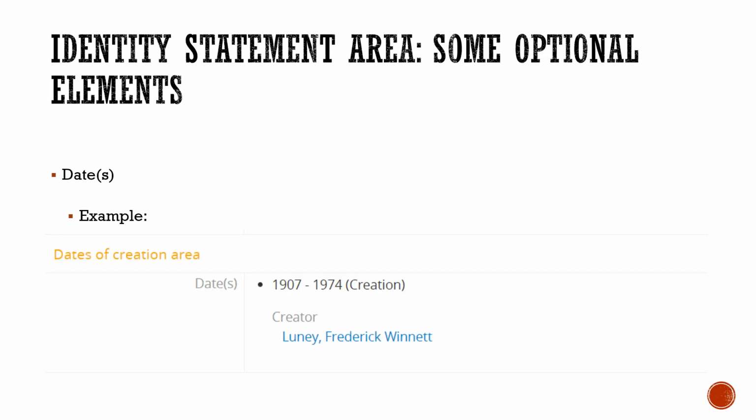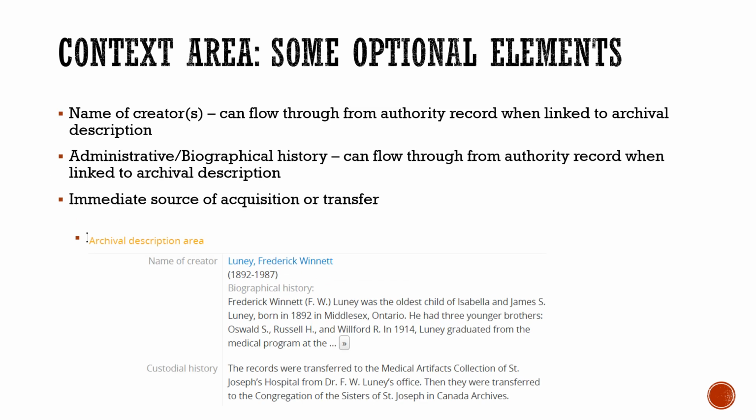There are a number of optional elements in the identity statement area. An important element is date. There are a number of optional elements in the context area. The important ones are name of creator and administrative or biographical history, which flow through to the archival description record if an authority record has been created and is linked to the archival description record. See the example on the screen.